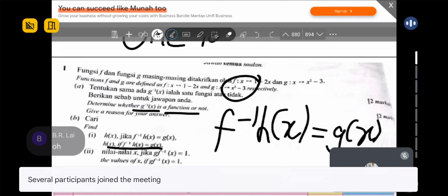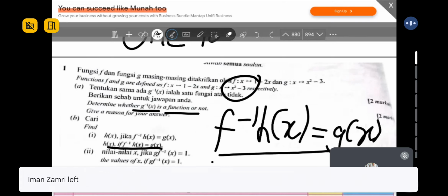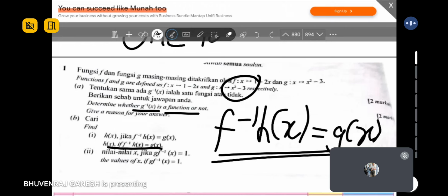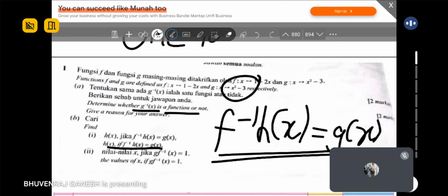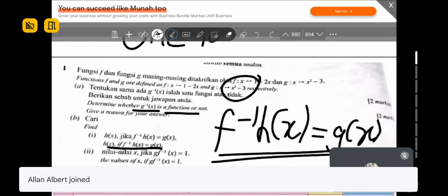Alright, guys. So f inverse hx. What is your first step in this question? Kamu kena buat apa dulu? Can you all comment? What must you find first? First step. Langkah pertama, guys. Come on. Think and see. Cuba fikir. What is my first step? Anyone?